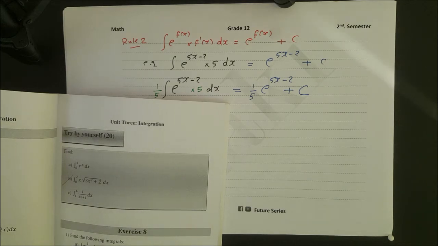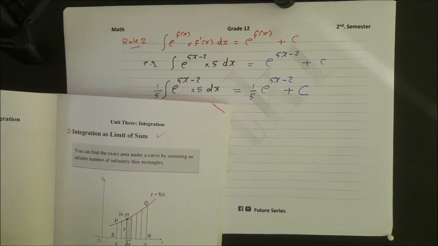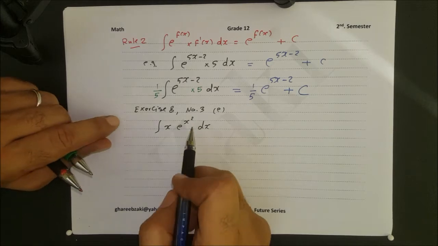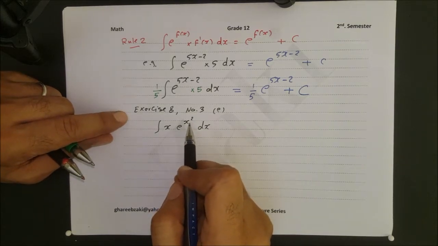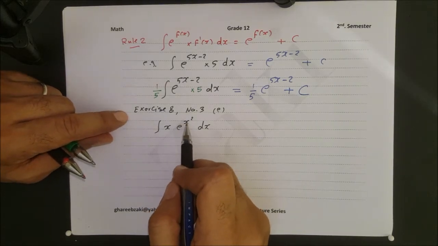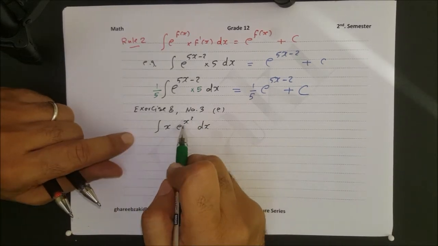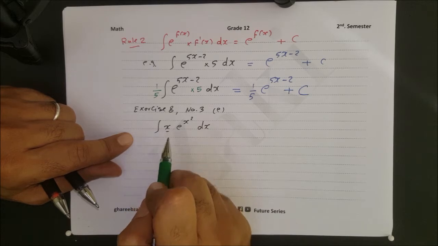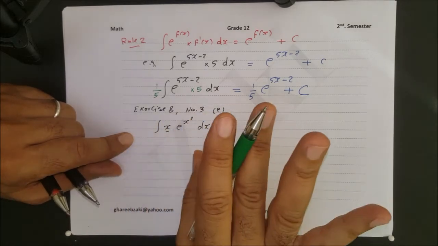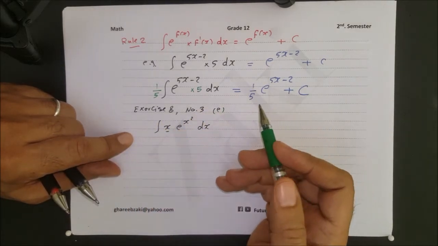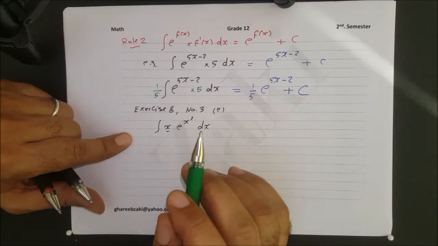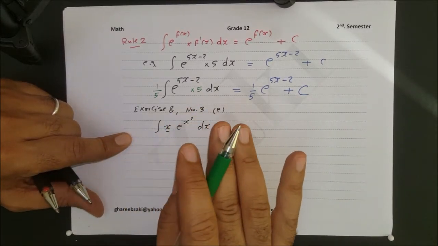Exercise 8, we solve the question number 3, part E. What about this question? E power x squared. What is the derivative of x squared? Derivative of x squared, it's 2x. We have here x. By the way, if we don't have x, we can't do the integration. We can't multiply by x. We multiply by number, by constant. We don't multiply by variable.